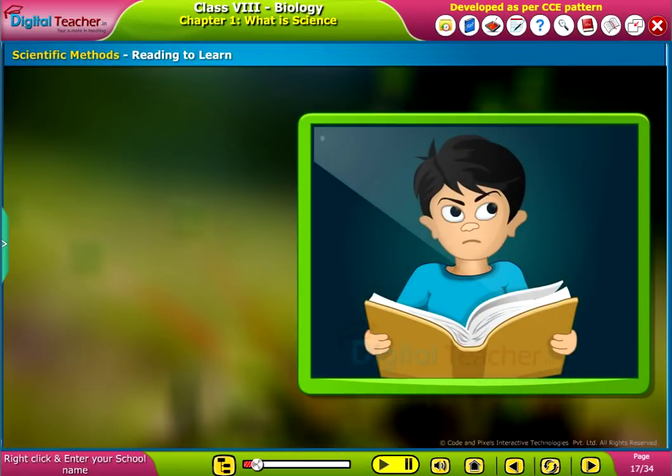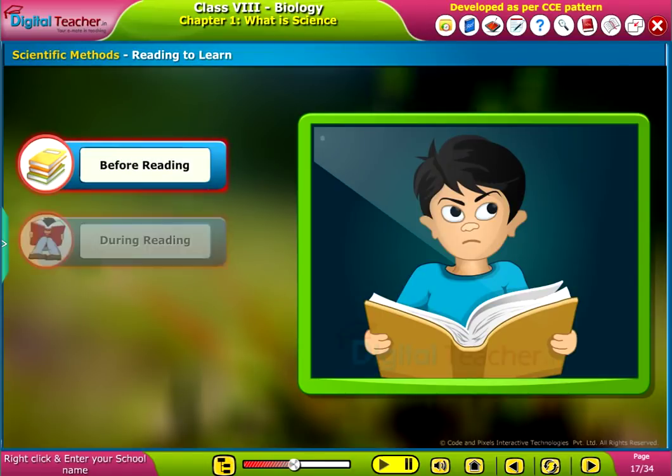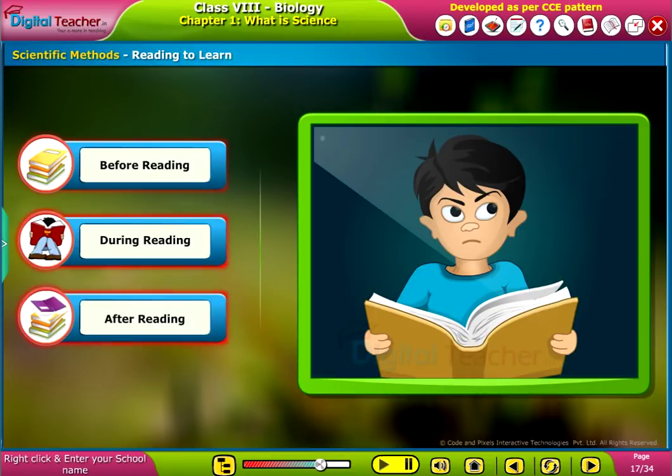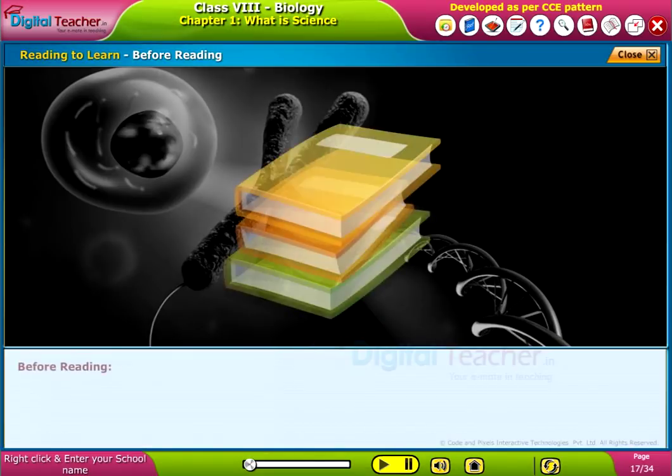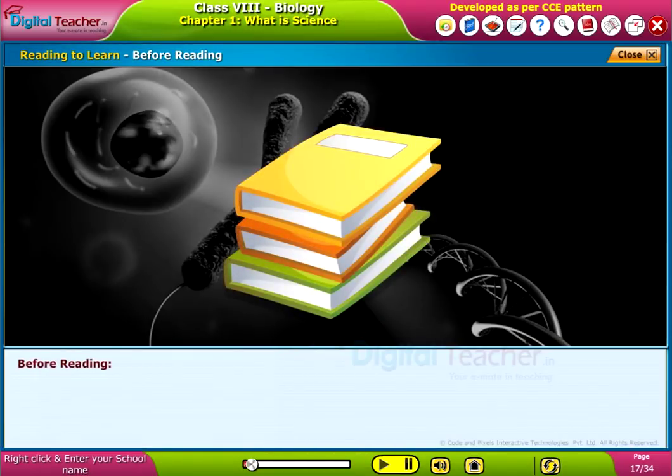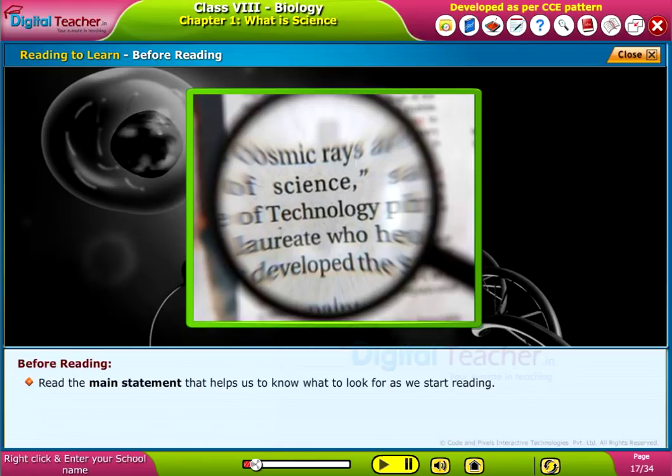Following are some of the strategies that help us to become good science readers: before reading, during reading, after reading. Click each tab to know more. Before reading, read the main statement that helps us to know what to look for as we start reading.